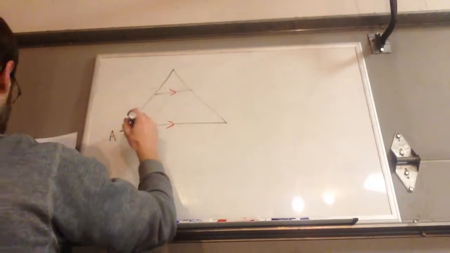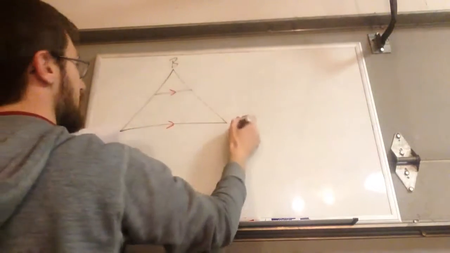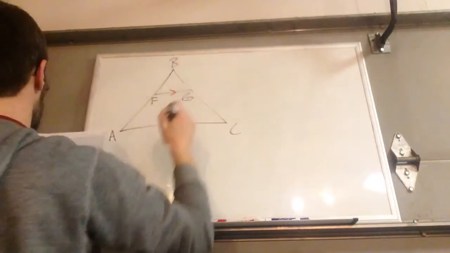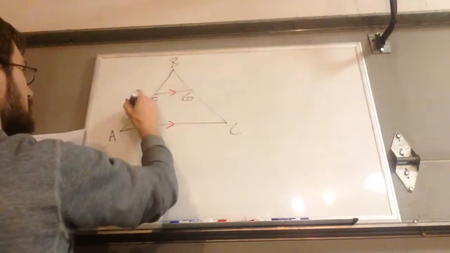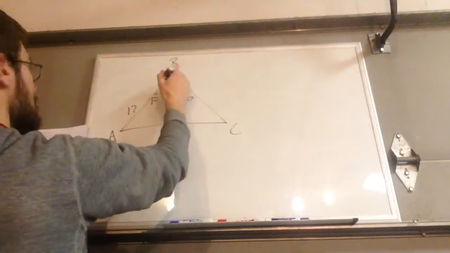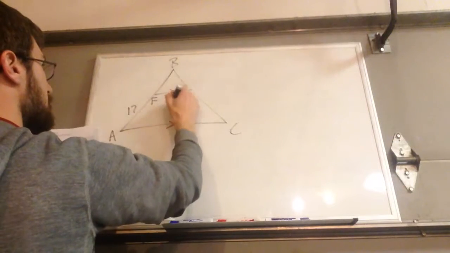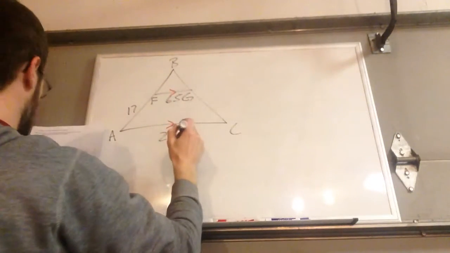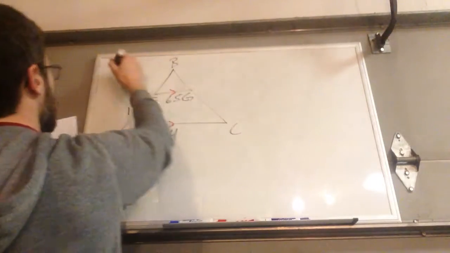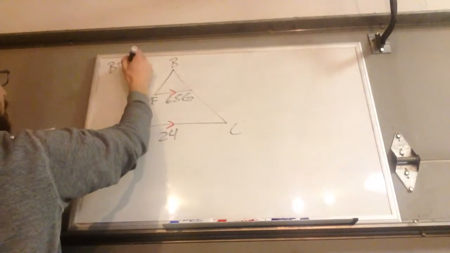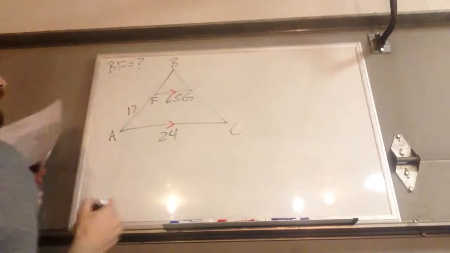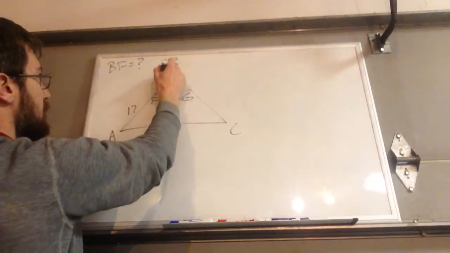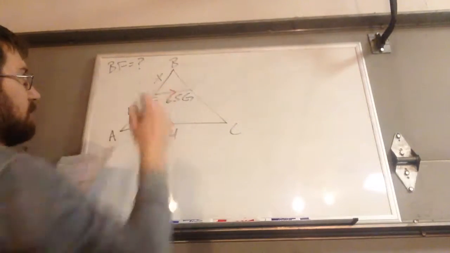We've got an A, a B, a C, an F, and a G. This side is 17, this section is 6.5, and then the bottom section is 24. And we are looking for BF. Kind of all looking for our BFs, right? So I'm going to throw an x right there for BF.